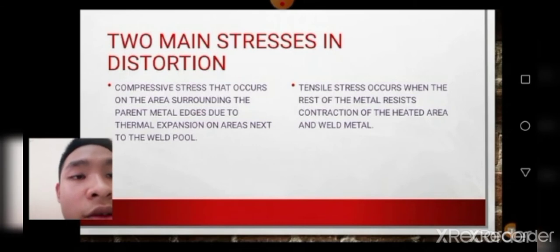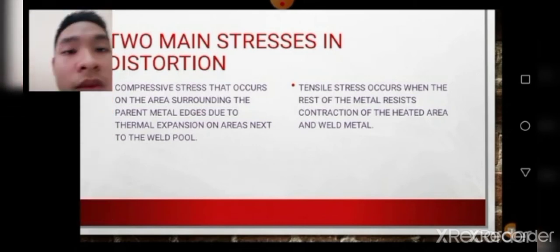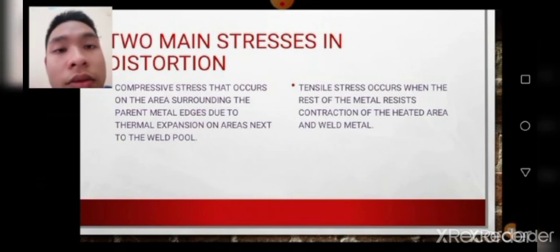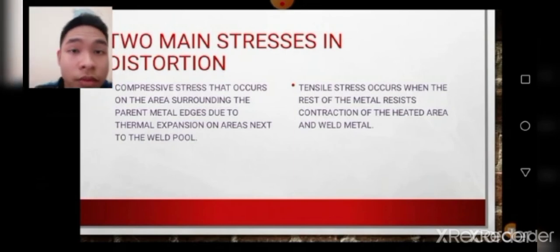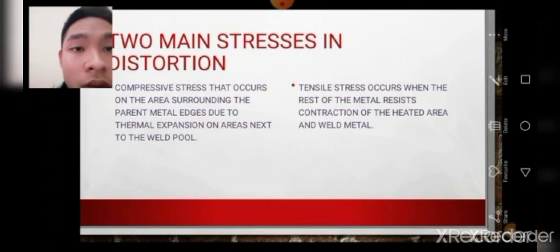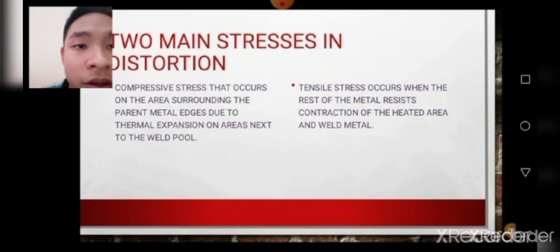Two main stresses in distortion. Compressive stress, caused in the area supporting the plate metal due to thermal expansion on or next to the weld pool. Tensile stress, caused when the rest of the metal resists contraction of the heated area and weld metal.